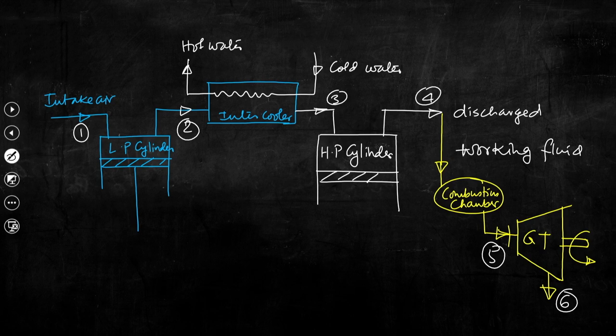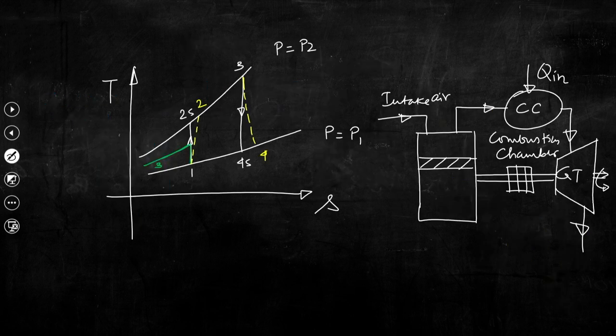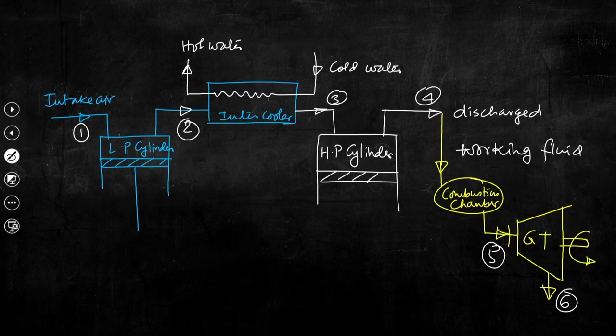Then again 3 to 4 would be rise in pressure, that is from pressure P2. So, that means here we are trying to raise the pressure from P1 to P2, and now again that pressure will be developed in a high pressure stage unit, 3 to 4, that you can see from the schematic diagram, and then finally 4 to 5, that is the heat addition at constant pressure in the combustion chamber.